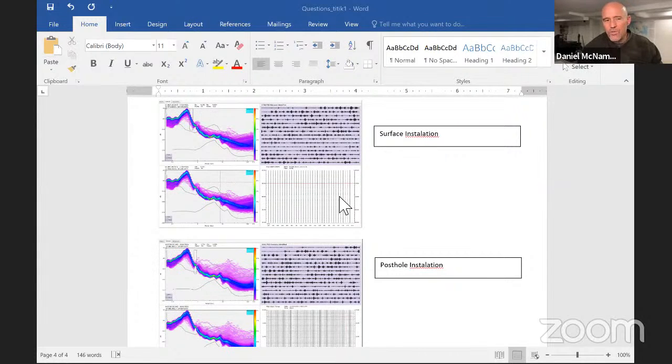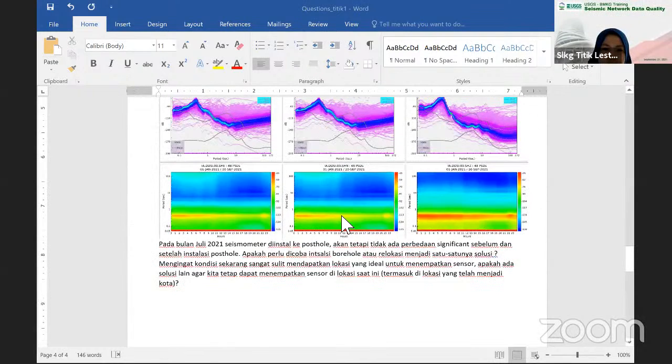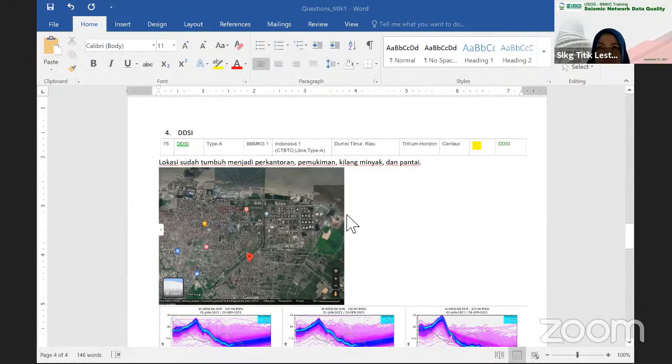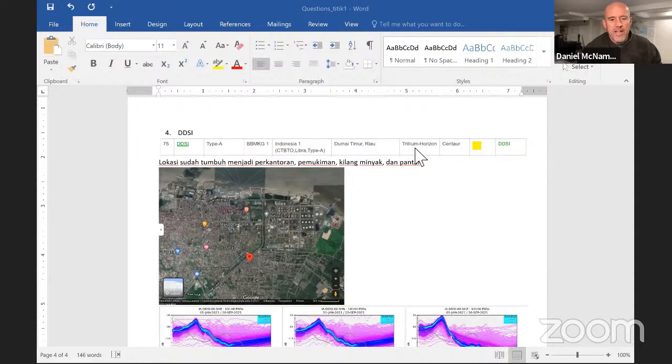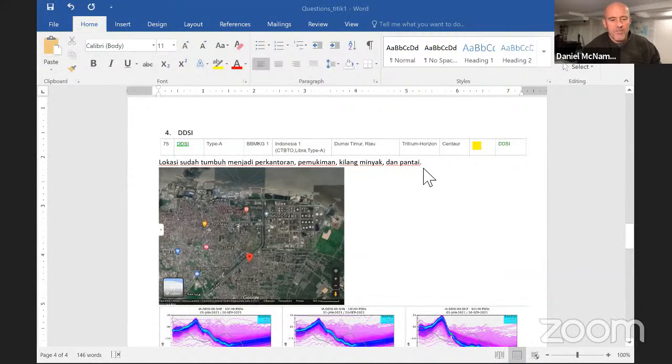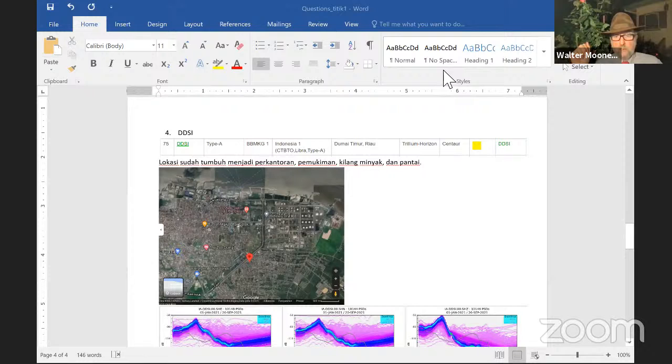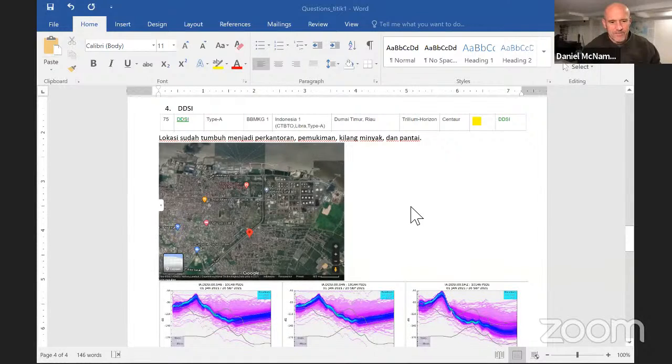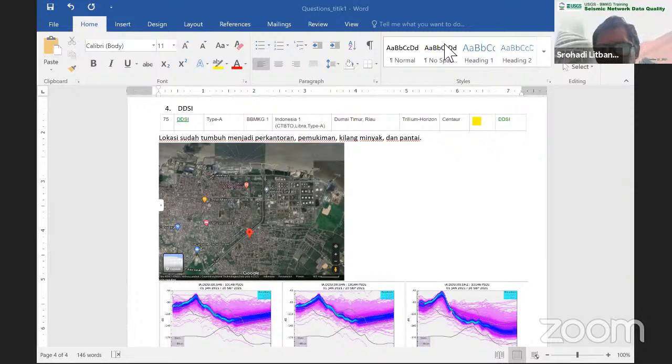Is this an STS2 or a Nanometrics post hole sensor? I think the sensor is the Trillium Horizon with a digitizer. So it's a Nanometrics Trillium in a post hole. Okay, that's amazing. The problem is unlikely to be the instrument. It's definitely the environment. Yes, exactly. Which area is it, Mbak Titi? Dumai, Pak.